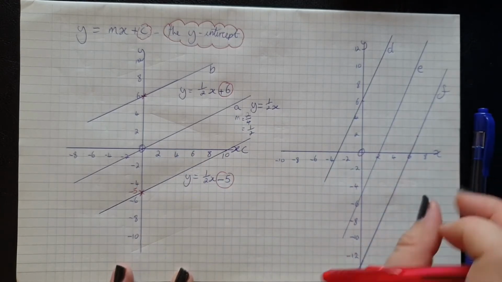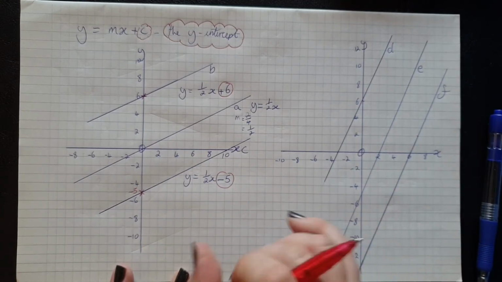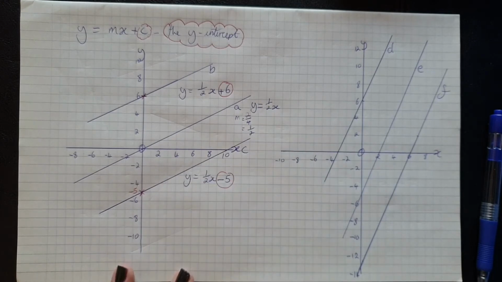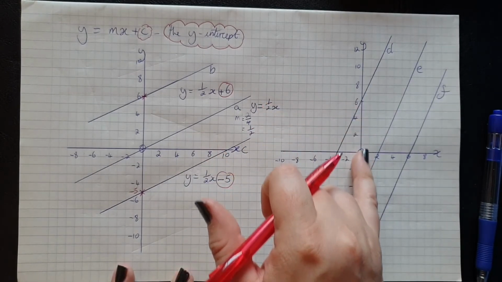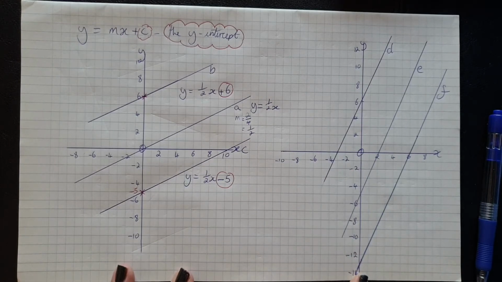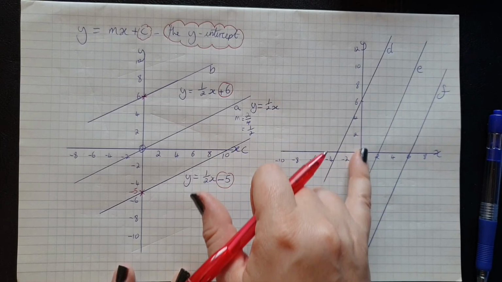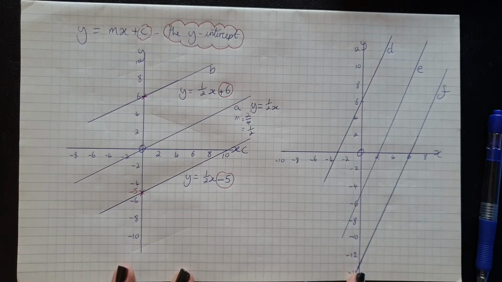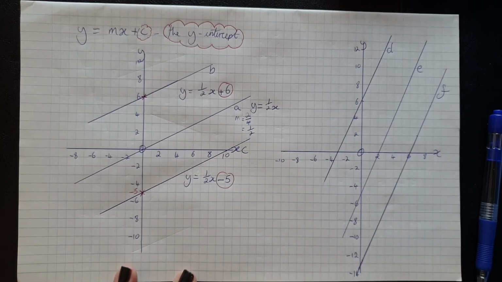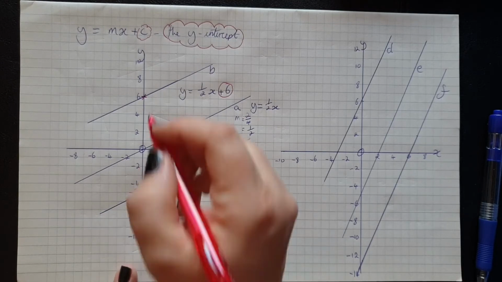As normal, pause the graph, and I want you to pause the video even. Look at these 3 graphs, and I want you to find the y-intercept where these 3 graphs cross the y-axis, and then check back in to see what your answers are.